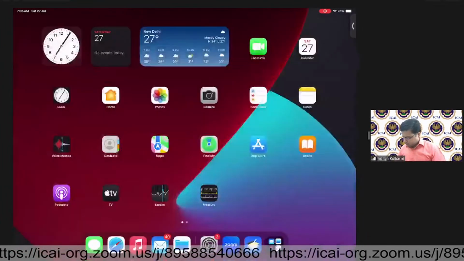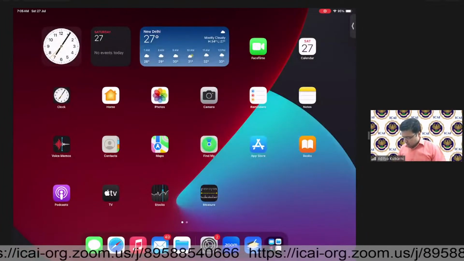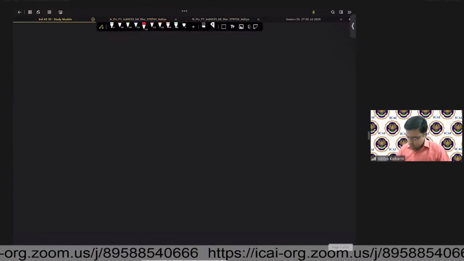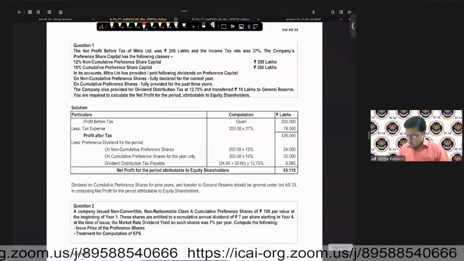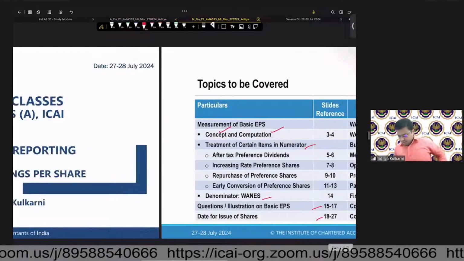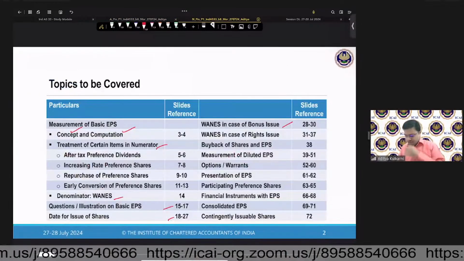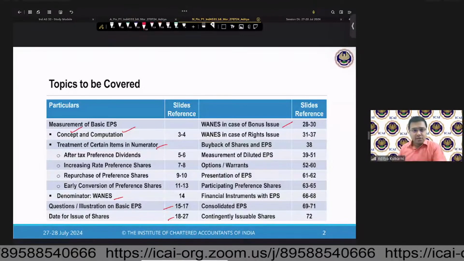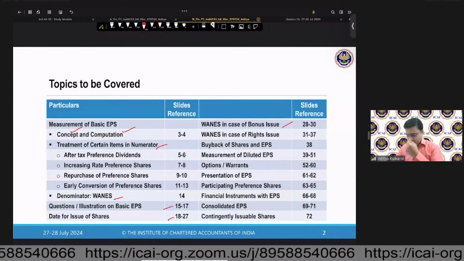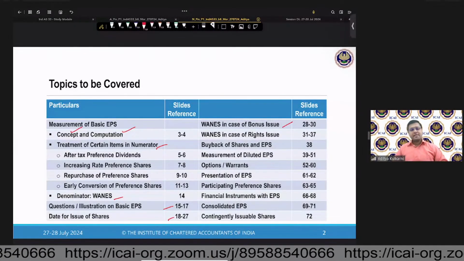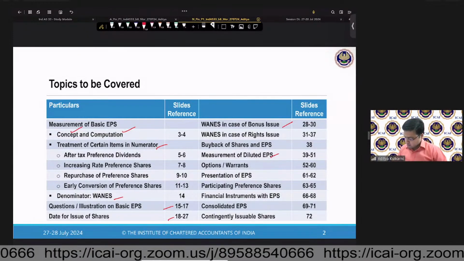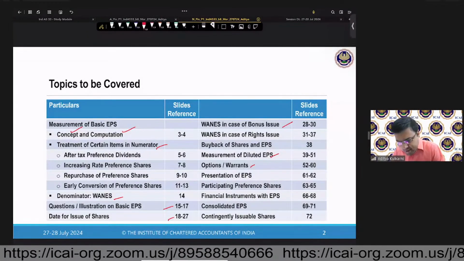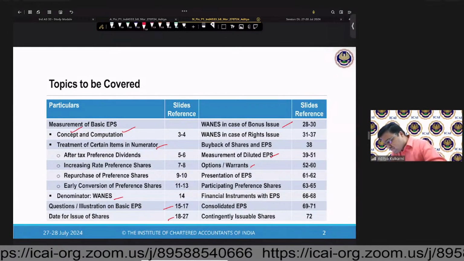One second. All right. Let me continue. Okay. So then weighted average number in case of bonus, in case of rights issue, as well as buyback of shares and measurement of diluted EPS, options and warrants. So up till this is what we intend to continue.